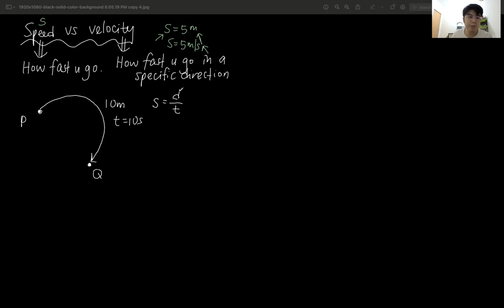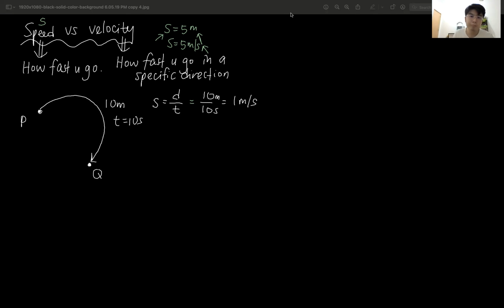So speed equals distance over time. We put 10 meters divided by 10 seconds equals 1 meter per second. So you have meter divided by second, you get meter per second. What does it mean? 1 meter per second. Every second, you travel 1 meter. Where do you go? Every second, 1 meter, but where?